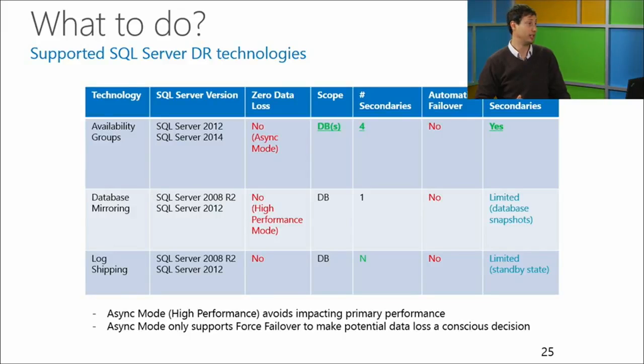In some cases, it may be possible. For example, if you're very close between the data centers, if you have less than 20 millisecond latency, for example, you may be able to configure that. But in large majority of cases, you don't want to have any impact on your performance on the primary, so you configure this as asynchronous. And what this means is we don't block transactions on the primary.